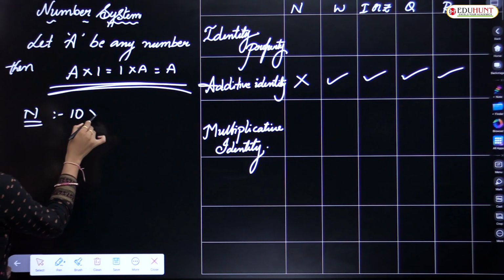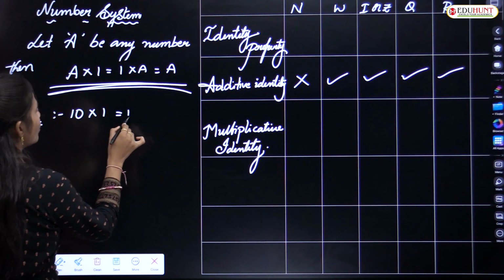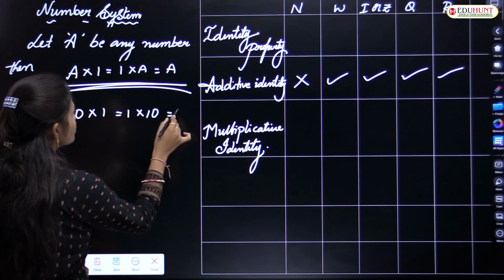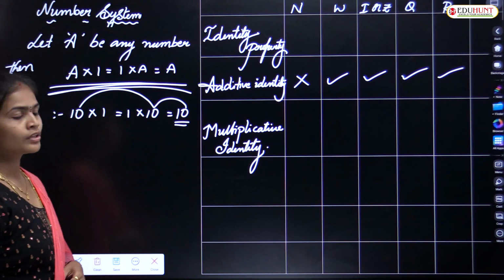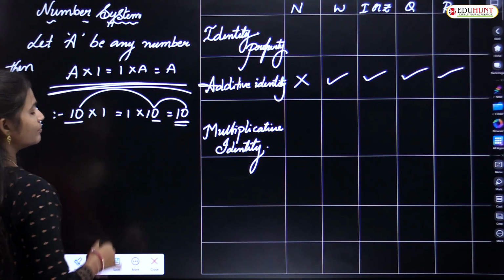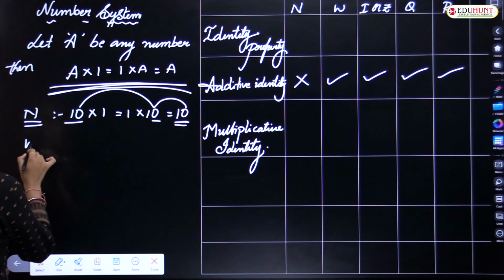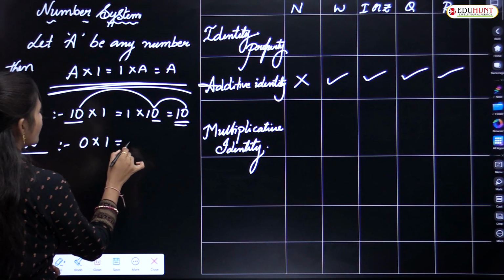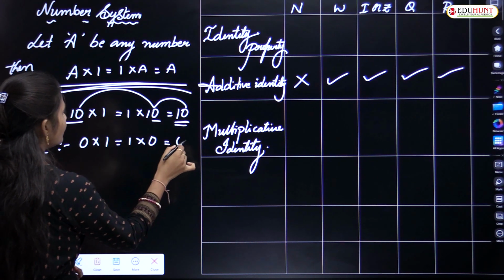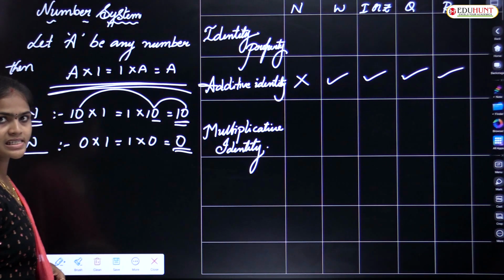Natural number 10 is multiplied with 1, or 1 into 10. In those two cases also you will get the same number itself as the result, no? Okay, 10, 10, 10. Now come to whole numbers. Take 0, 0 into 1, 1 into 0. Again you will get 0 as the result.